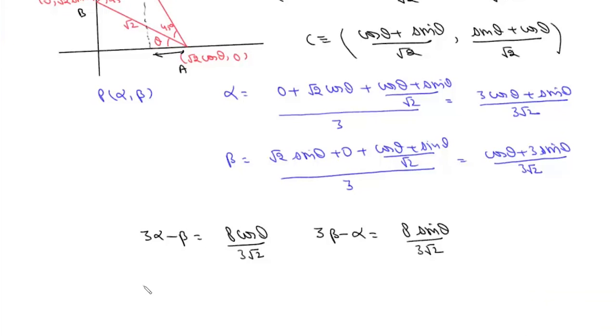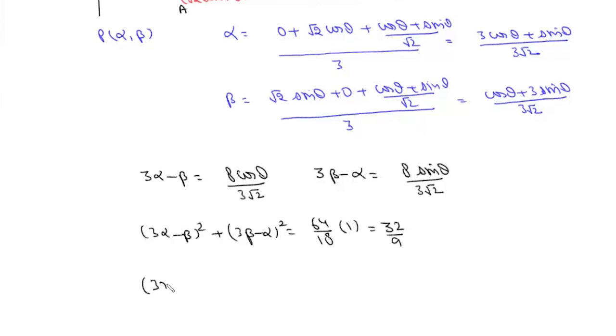Now we'll square and add them. We can write this as (3 alpha minus beta) whole square plus (3 beta minus alpha) whole square, and that will be 64 upon 18, and sin square theta plus cos square theta will be 1. Now this is 32 by 9. And in the end, we'll replace alpha with x and beta with y. So this required locus will be (3x minus y) whole square plus (3y minus x) whole square, and it is equal to 32 by 9, which is what we need to prove in this question.